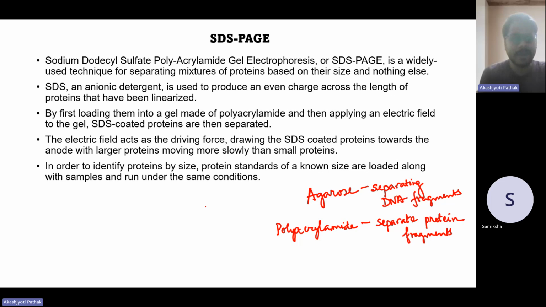So if you lyse a cell, for example, in your lysate you will have many different types of proteins. You want to separate the proteins based on their molecular weight, so you have to run an SDS PAGE. For DNA, you run an agarose gel electrophoresis. For proteins, you need to run an SDS PAGE. So why do you need to prepare polyacrylamide gel for proteins? Why can't you prepare agarose gel for proteins?